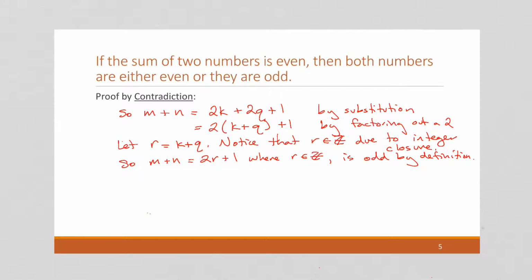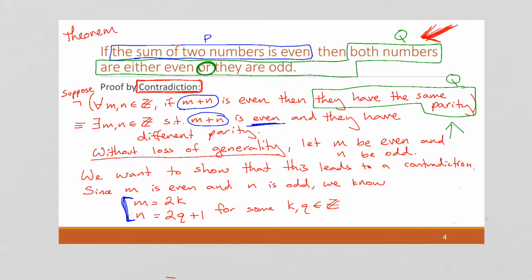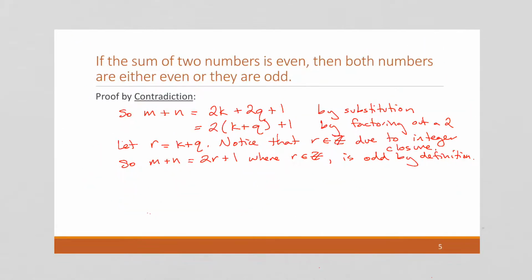Right? But if you recall, looking back to the previous page, we said that it was even. Right here on this second line, we said we're going to suppose that m plus n is even. And we found that it's odd. There's our contradiction. You always need to note the contradiction.